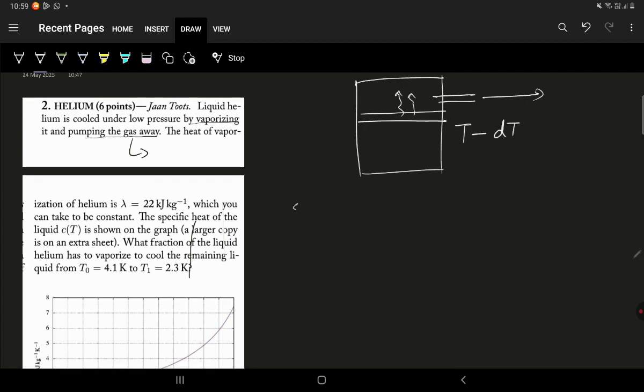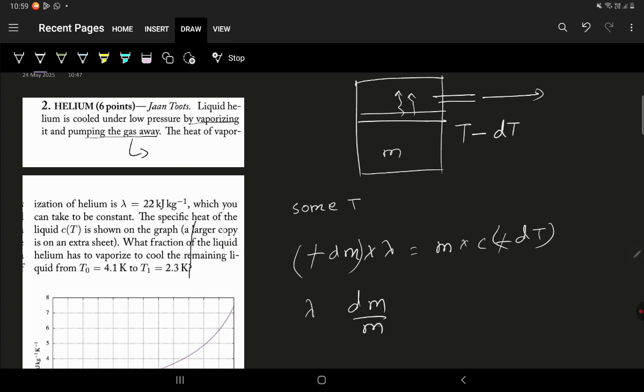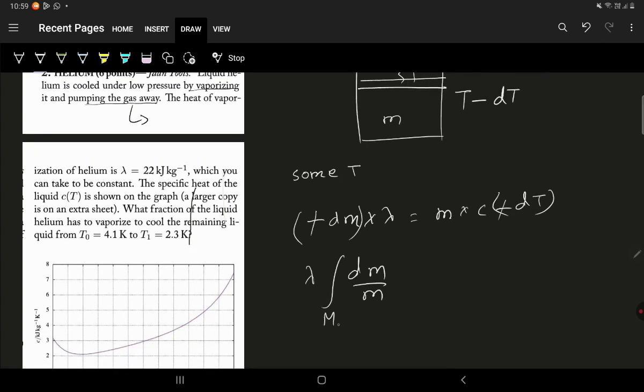Suppose at some temperature T, the mass of liquid helium available is m. So I can write minus dm into lambda, that is the heat of vaporization, which is absorbed in the form of heat from the liquid, equals m into c into minus dT. Cancelling the minus on both sides, we get lambda times dm by m, integrated from initial mass to final mass, equals c dT integrated from initial temperature to final temperature.